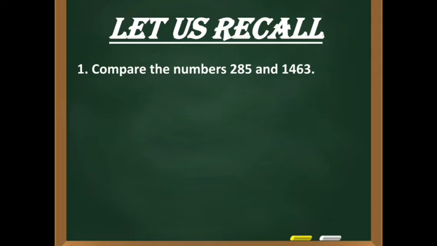What are the rules? First, you have to count the digits. In 285, 1, 2, 3, 3 digits. And in 1463, how many digits? 4 digits. So, what answer will you write? 285 is less than 1463.